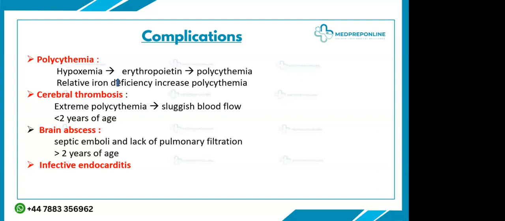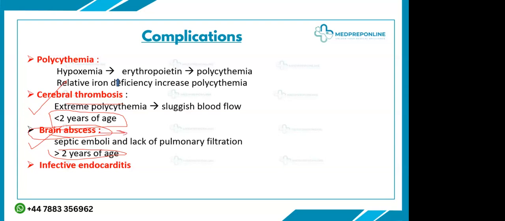So it will lead to cerebral thrombosis, but it is usually common in less than 2 years of age. You need to remember that. Less than 2 years of age, the baby will present with cerebral thrombosis or stroke. In babies who are greater than 2 years, they will present with fits, fever, and maybe some sort of altered sensorium. The diagnosis will be brain abscess.